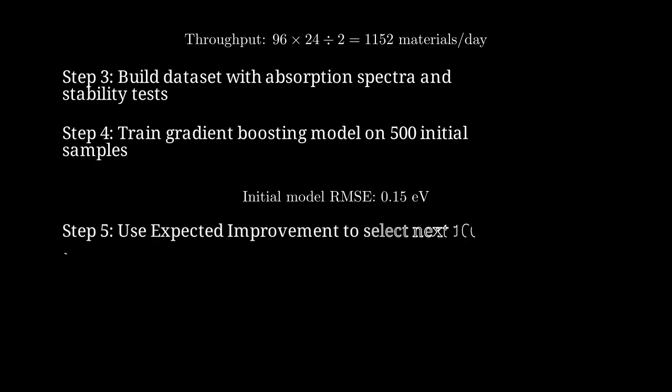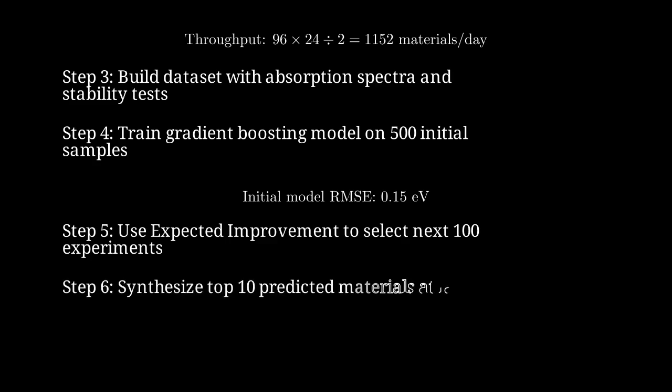For step 5, we use expected improvement to select the next 100 experiments. The acquisition function identifies compositions with high predicted performance and high model uncertainty. For step 6, we synthesize the top 10 predicted materials at larger scale to make actual solar cell devices and measure their power conversion efficiency under standard test conditions.